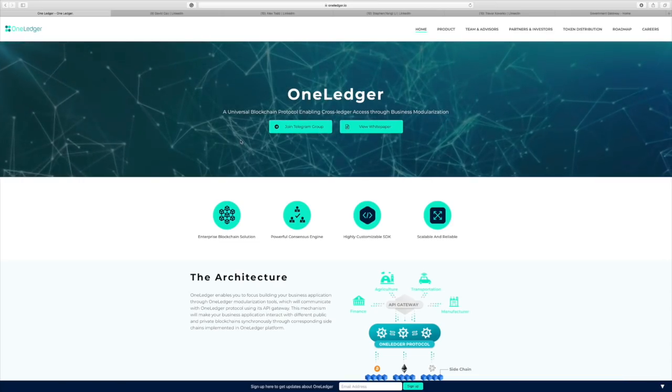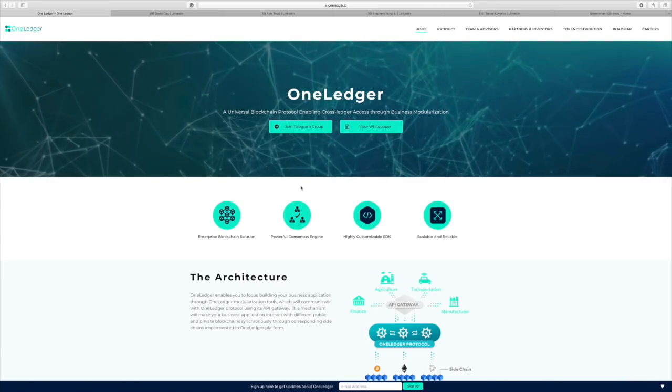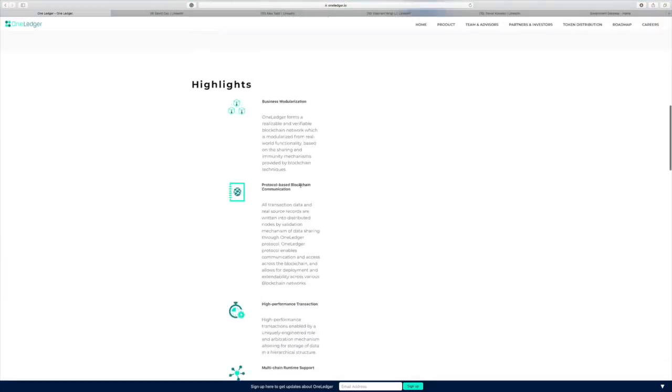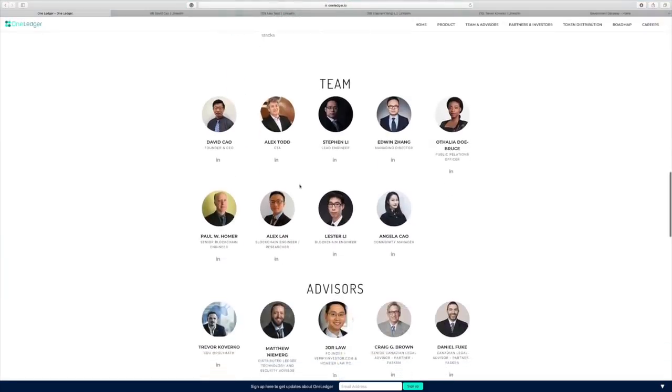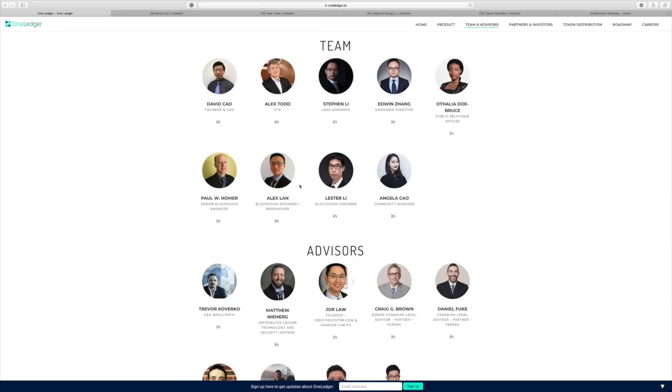So now we're going to have a look at the team. Obviously, you can join the Telegram group. You've got the white paper there that you can look at, and the website's fairly decent, to be fair. So here are their team and their advisors.